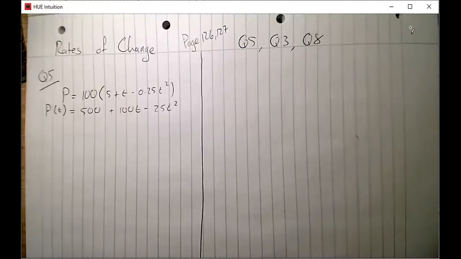How we doing, guys? Looking at rates of change here. That's page 126, 127, if you've got Text & Tests 5. We're going to do questions 5, 3, and 8.